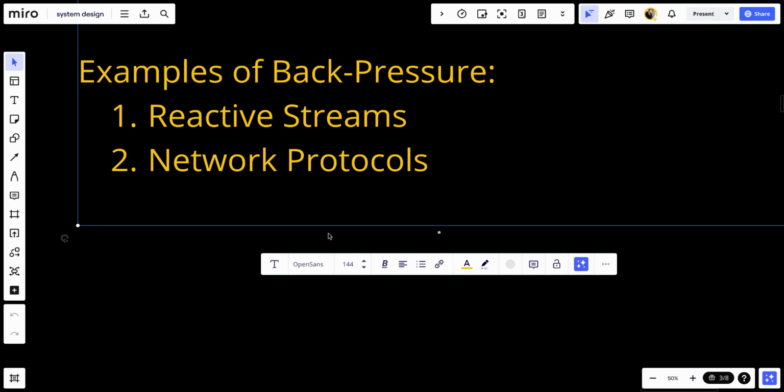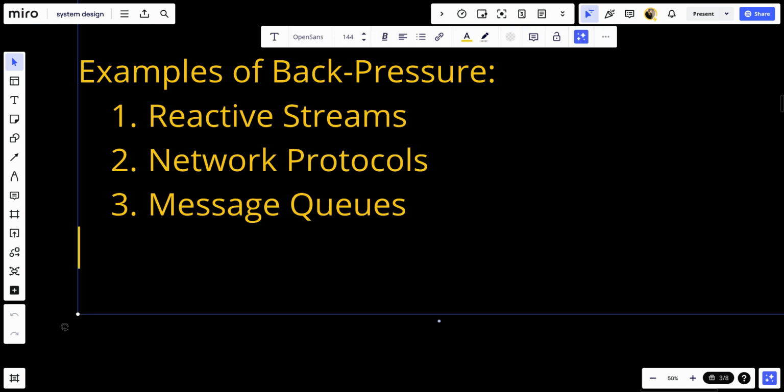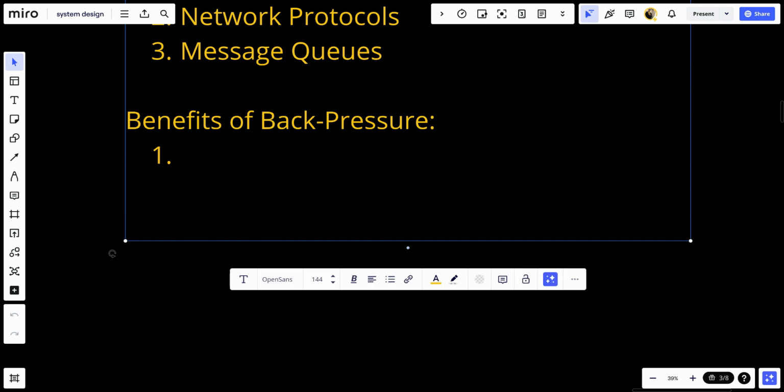And number three, message queues. Message brokers like Apache Kafka and RabbitMQ use back pressure to control the rate at which messages are produced and consumed, preventing consumers from being overwhelmed. So let's talk about the benefits of back pressure.